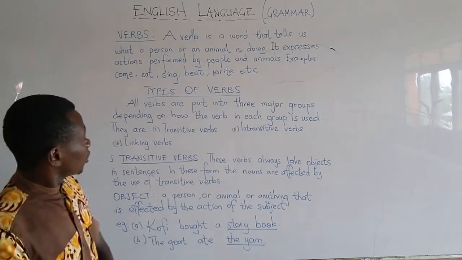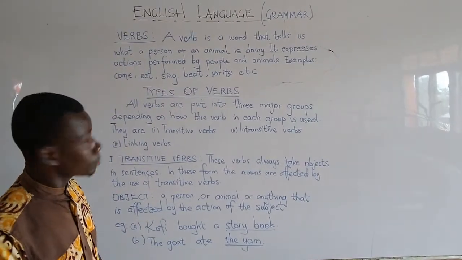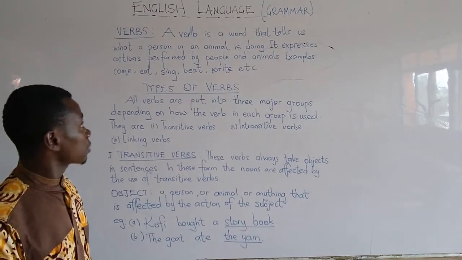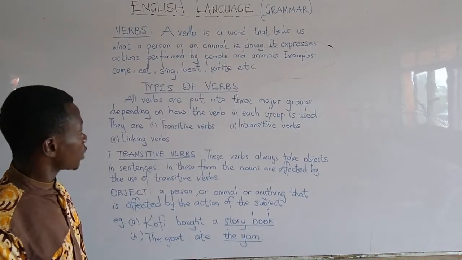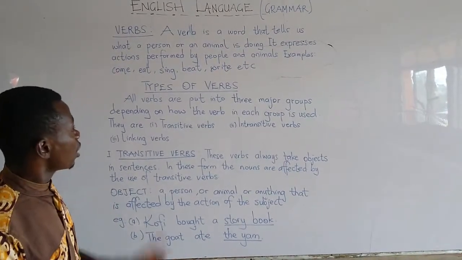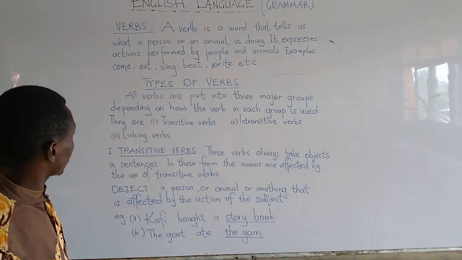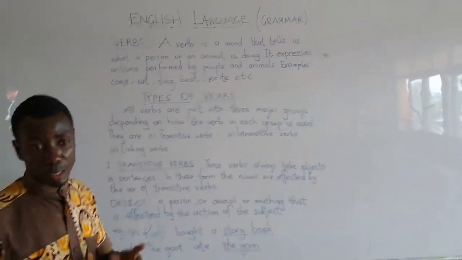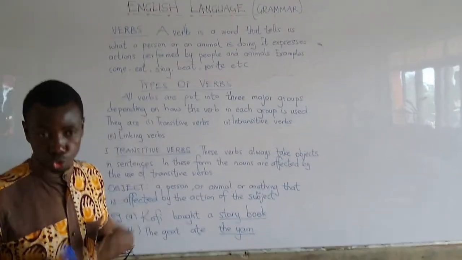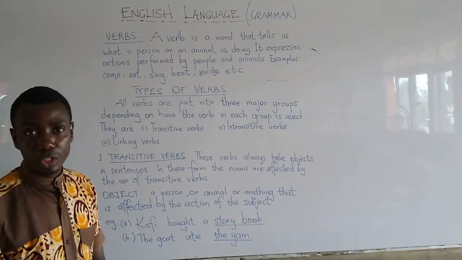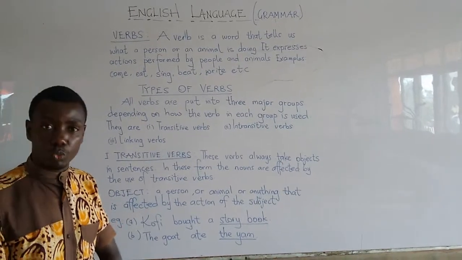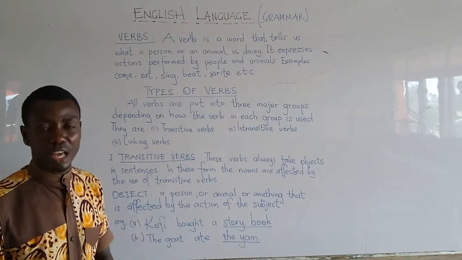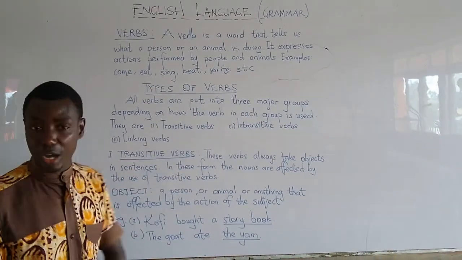If you look at the definition I have given on the board, it reads, a verb is a word that tells us what a person or an animal is doing. What a person or an animal is doing, is performing. Therefore, we say verbs are action words. They are words which tell us or talk about actions performed by people and animals.